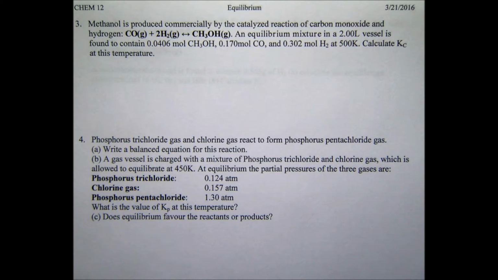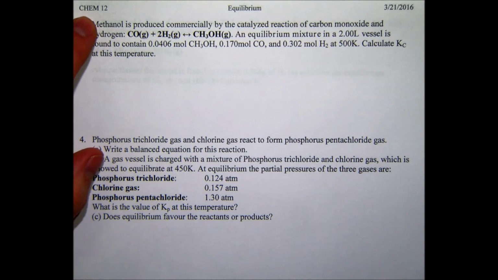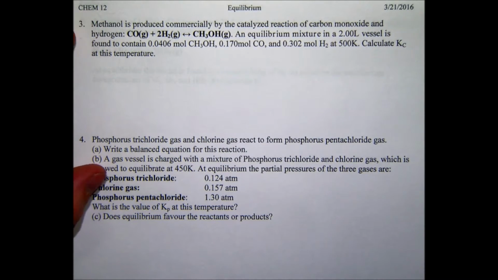So for question 3, it says that methanol is produced commercially by the catalyzed reaction of carbon monoxide and hydrogen. And CO plus 2H2 gives me methanol. An equilibrium mixture in a 2-liter vessel is found to contain 0.0406 moles of methanol, 0.17 moles of carbon monoxide, and 0.302 moles of hydrogen gas at 500 Kelvin. Calculate the Kc at this expression. First of all, we need to emphasize the fact that it's catalyzed is irrelevant with equilibrium. Equilibrium will simply be achieved faster, but it will not affect where equilibrium is. So the fact that they're mentioning that it's a catalyst does not change anything at all.